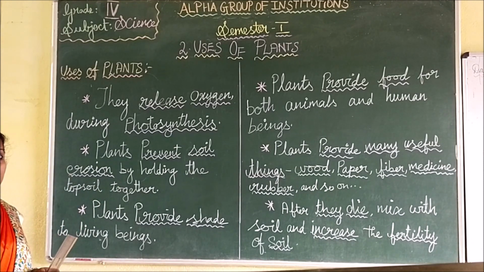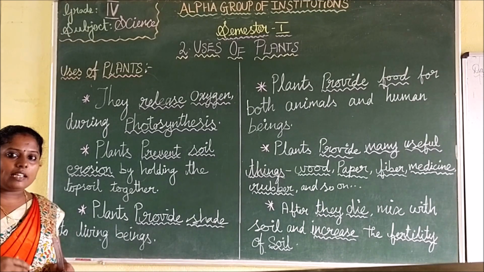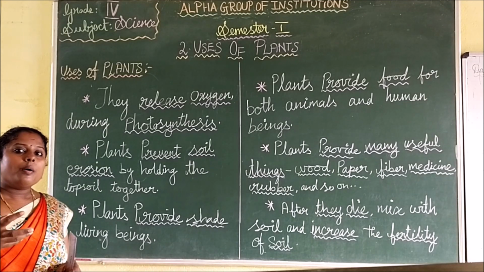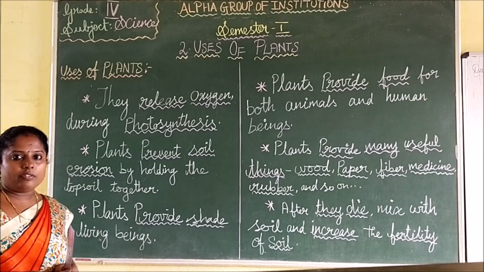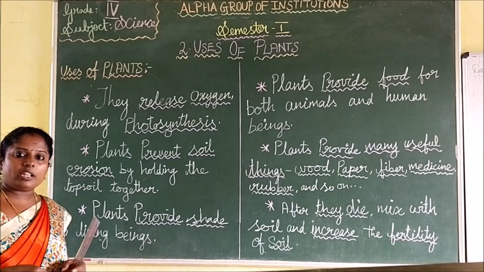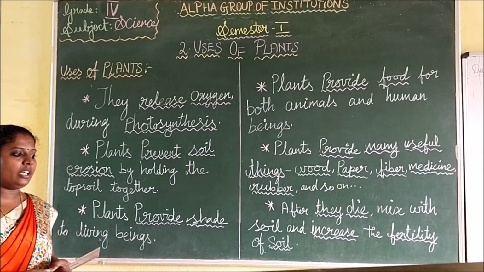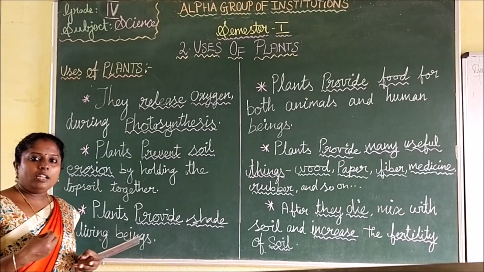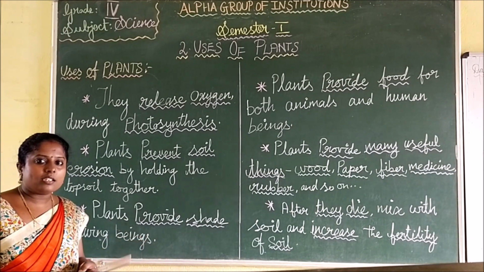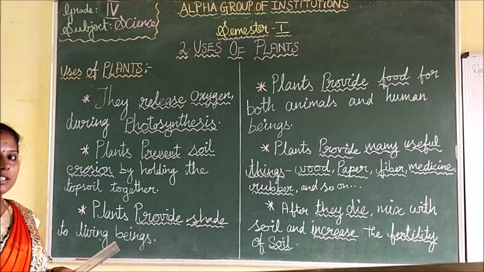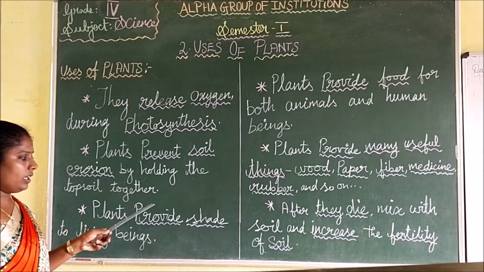Then plants prevent soil erosion by holding the top soil together. By holding the top soil together, it prevents soil erosion. If soil gets eroded, all the nutrients in the soil will get wasted. The soil will become waste and we couldn't plant any trees or plants in the soil. So it avoids soil erosion.